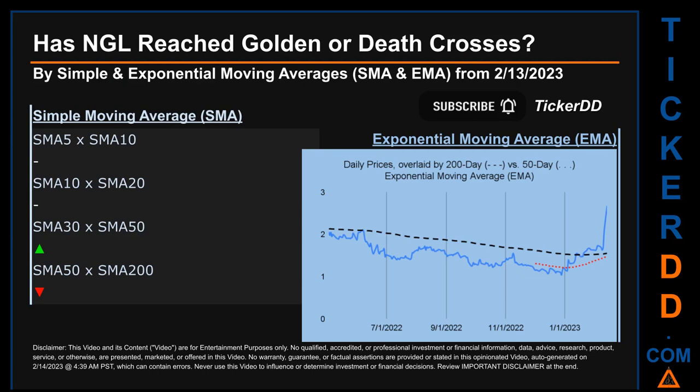Has NGL price reached golden or death crosses? Golden cross and death cross are basic signals that compare average prices across two specified trade day ranges, a short-term versus a long-term range. For example, 5-day versus 10 trade days. Essentially, a golden cross is a bullish signal. It appears when a ticker's short-term moving average crosses above its long-term average. Vice versa, a death cross is a bearish signal when the short-term crosses below its long-term moving average.